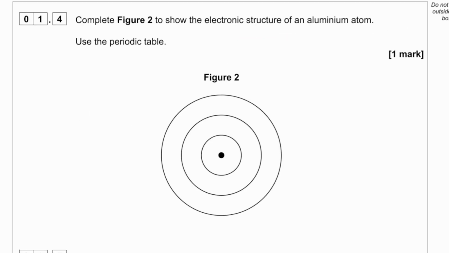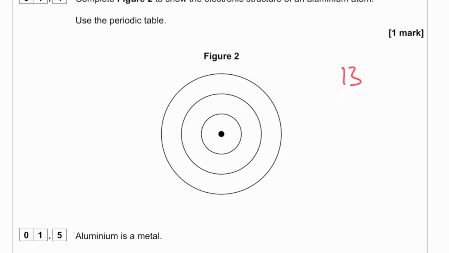Okay. 1.4, complete figure 2 to show the electronic structure of an aluminium atom. So here you can use a periodic table. When you look up the periodic table, the number you should notice is the atomic number. The atomic number for aluminium is 13. Now what that means is that it is made up of 13 protons, and if it's an atom, so it's not an ion, it doesn't have a charge, that means it's also got 13 electrons. So now it's just a case of putting these electrons on the shells. You should know on the innermost shell, you're going to have a maximum of 2 electrons, so you can put 2 there. Then on the other shells, you're going to have a maximum of 8 electrons. So what you do is you fill up these shells in the order like this. So you'd put 8 on the second shell. So that is 1, 2, 3, 4, 5, 6, 7, 8.